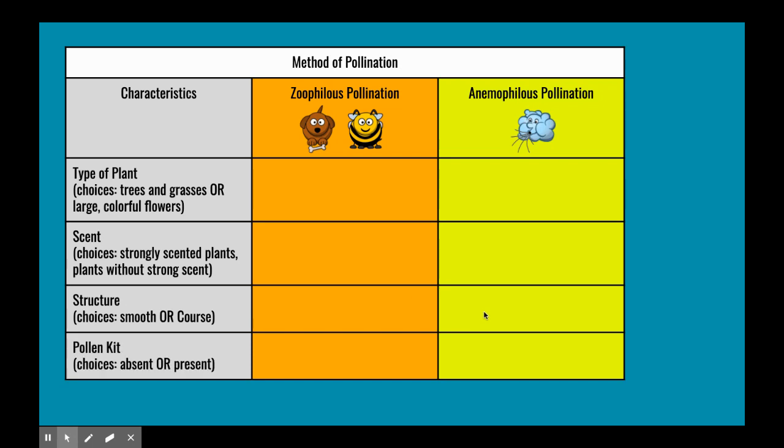And then finally, pollen kit. A pollen kit is going to be a sticky, oily substance on the outside of some pollen. So it's absent in some pollen types and it's present in others. Would you expect to see an oily, sticky substance on the outside of pollen carried by animals or pollen carried by wind? So make those choices mentally and be prepared to share those with other people.